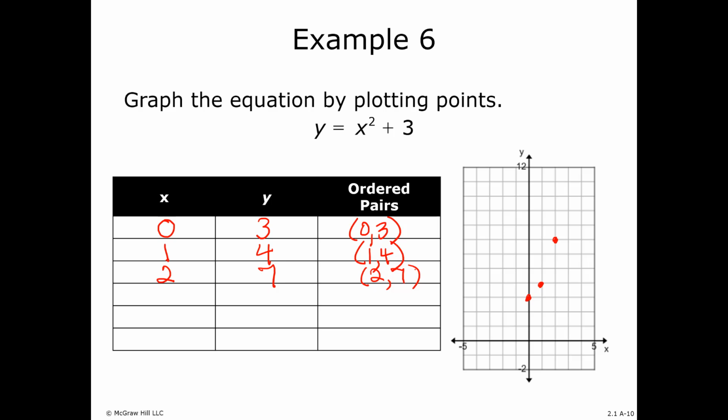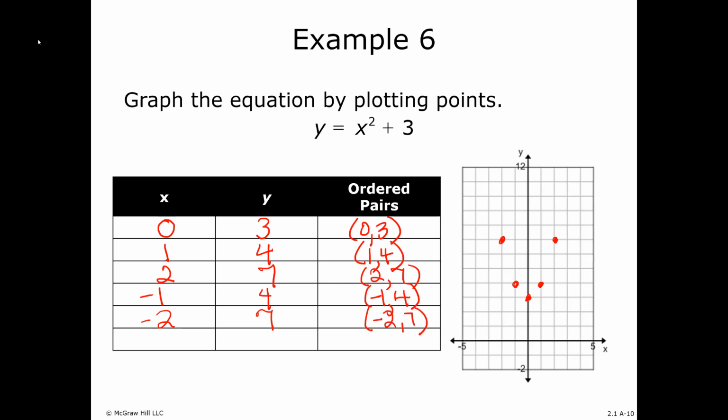And now it might be a good idea to choose some negative values. So you could try -1, and that would give you y equals -1 squared, which is 1 plus 3 is 4. So -1, 4. And that is going to be right here. And then you might try -2. So if you plug that in, you're going to get 4 plus 3, which is 7. So -2, 7 is on this graph. And so you can see that that's a mirror image on either side. And if you were to graph that, it would be a parabola.